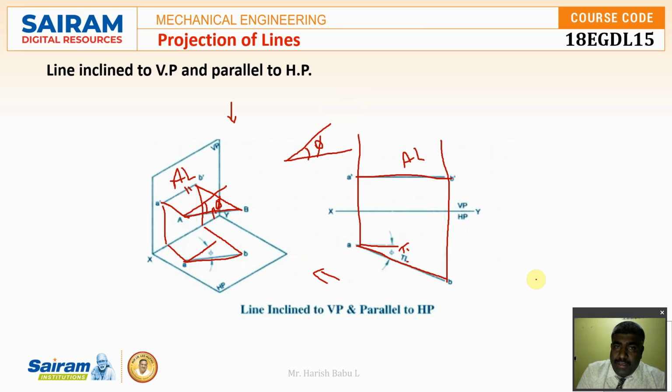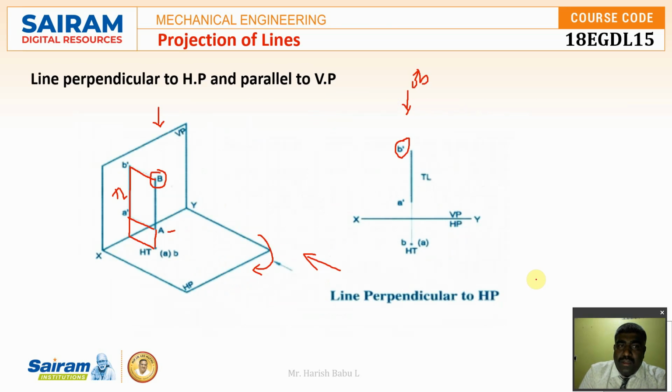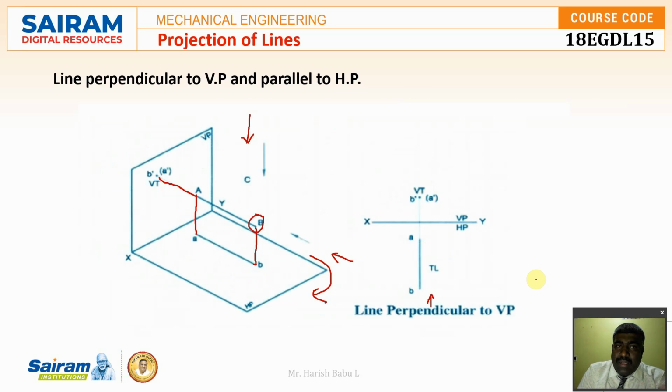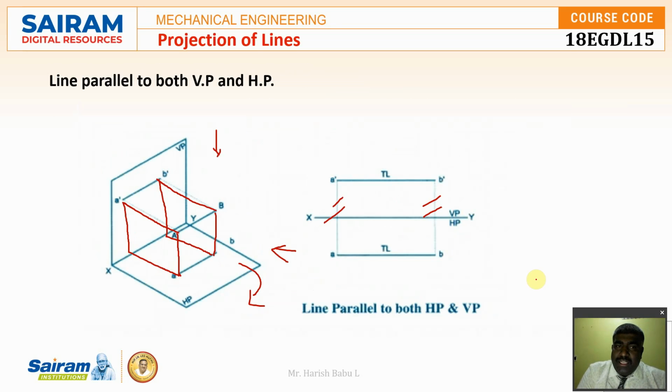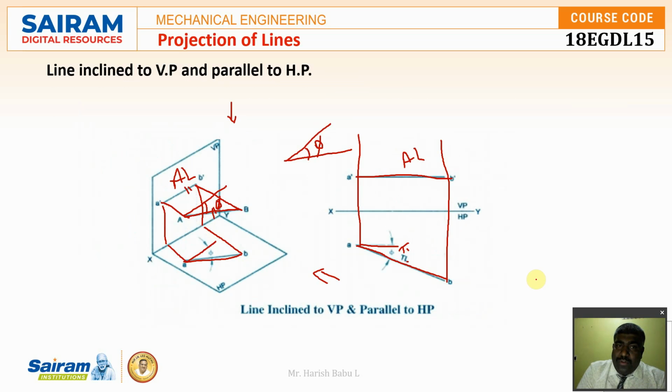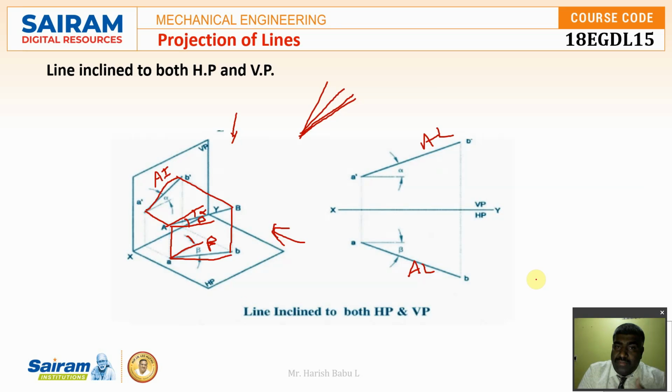I'll repeat the things. The five conditions: the first condition, perpendicular to HP and parallel to VP, where I get the true length and a point. The next condition is a line perpendicular to VP and parallel to HP. The third condition, parallel to both VP and HP, where I get the true length from both sides. The fourth and fifth conditions are the ones merged together to get the final condition.